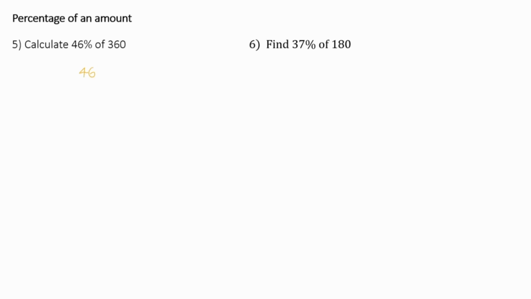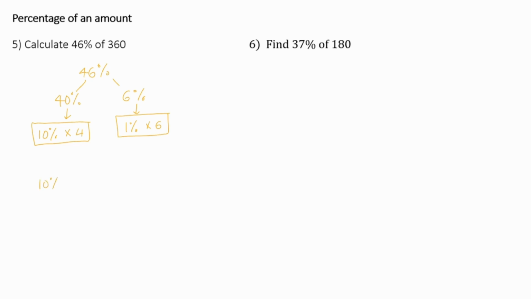So in order to find 46%, we can first find 40% and then add it on to 6%. To find 40%, we can find 10%, and 10 times 4 is 40, so we can multiply our 10% by 4 to get the 40%. To get 6%, we can find 1% and then multiply it by 6 to get 6%.